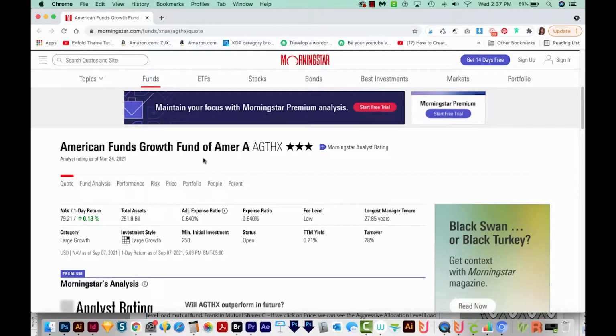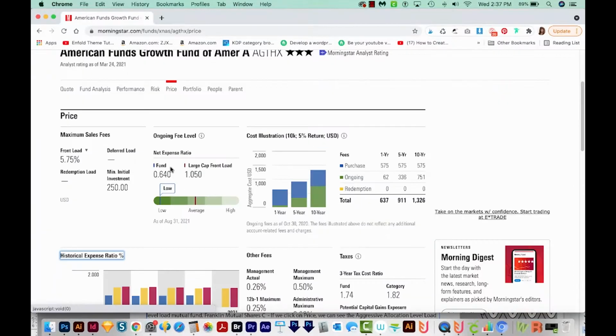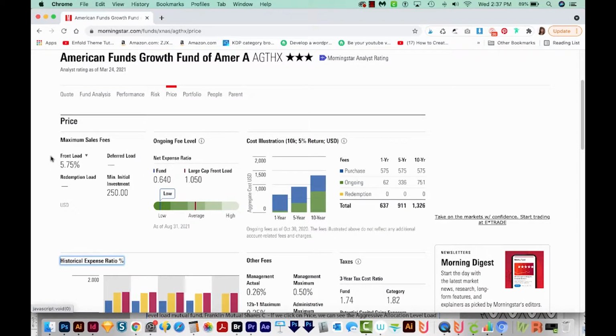A front load mutual fund means that whenever you buy or invest in this type of mutual fund every month, they will take a big fee on whatever you put in or whatever you invest. If we come over here to the price, we can see this front load right here. On this mutual fund, the front load is 5.75%.